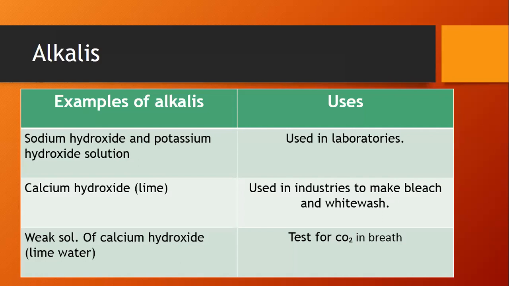Miss, I didn't understand the last part. Okay, I'm going to repeat it one more time. The part of the lime water, Yelena? Yes. Okay, one more time. I have something called calcium hydroxide. It has another name, lime. What are the uses of this lime? It is used in industries to make bleach and whitewash. What is meant by the word bleach? Something that's used to remove color or stain.